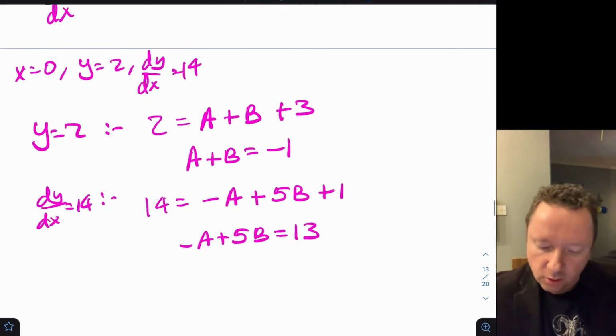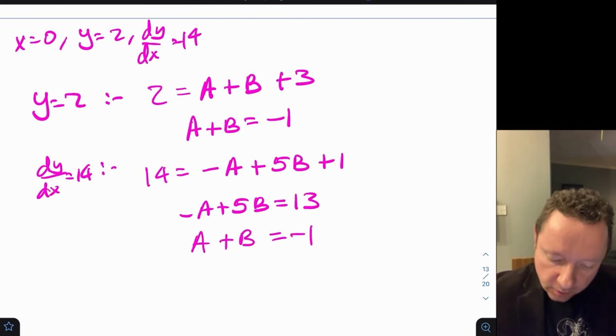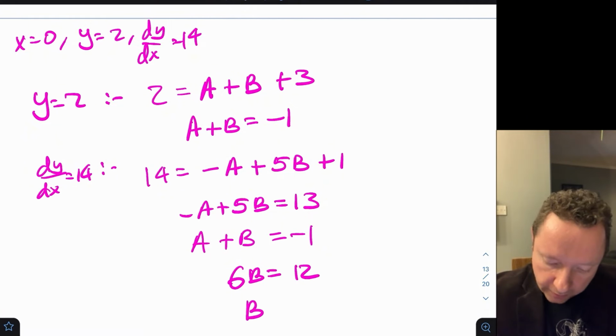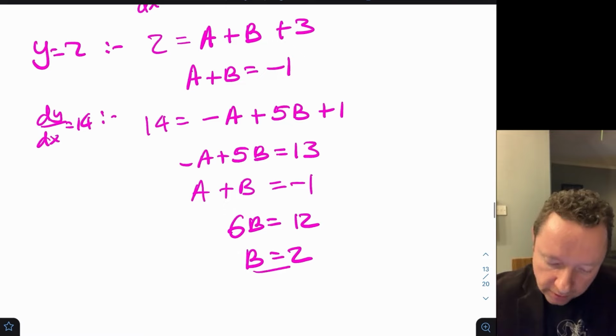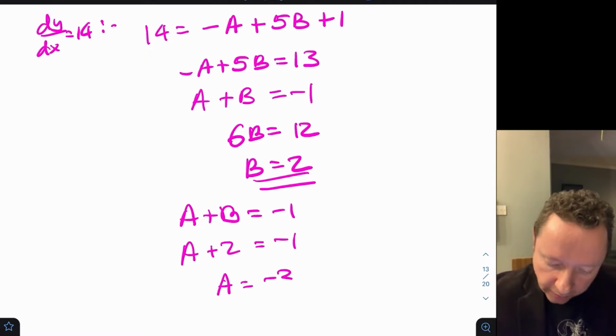So we've got two equations to solve simultaneously. I'll just write them one above the other. 5b plus b is 6b. 13 minus 1 is 12, so b is equal to 2. And then subbing that into a plus b equals minus 1, you've got a plus 2 equals minus 1, so a equals minus 3.